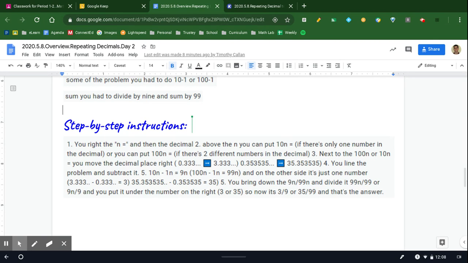Step 5, 10Ns minus 1 N is 9 Ns, or 100Ns minus 1 N is 99 Ns. And on the other side, it's just one number, so they put their examples, leaving a 3 behind or leaving a 35 behind. Step 5, bring down the 9 Ns or the 99 Ns, whichever it is, and divide. Put it underneath the number on the right as well, so kind of being fair to both sides. Divide by 9 or divide by 99. And then you will have your answer. So I'm going to really use this person's instructions as I go through my own examples.